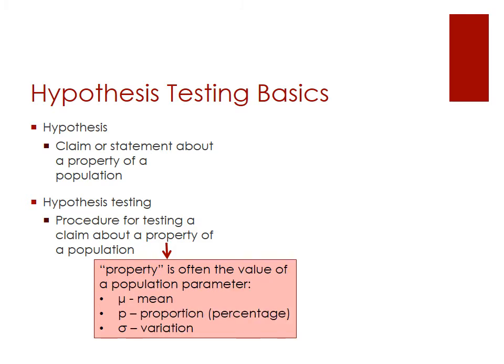Well, your mu should be solving for a mean. Your p is going to be a proportion or a percentage. Remember, they're the same thing. And then sigma is asking about my variation or my standard deviation.